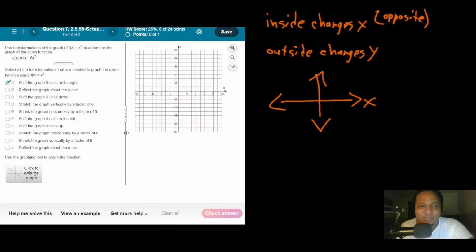Excellent. Okay, now they want us to graph the darn thing. It says use transformations of the graph f of x equals x squared. So I'm going to give you some guidelines. Remember last time when we took the f of x and we just went ahead and got the original points.